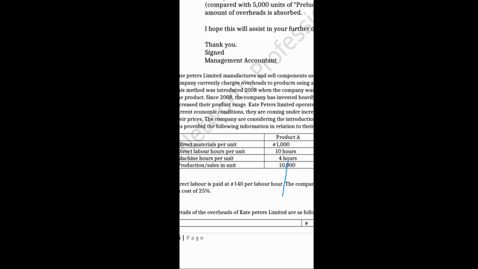Cost per unit, that is unit production cost, 2,700. Unit profit, 675 naira, profit per unit. Unit selling price 3,000, the figure you have just got. You have resolved product A.